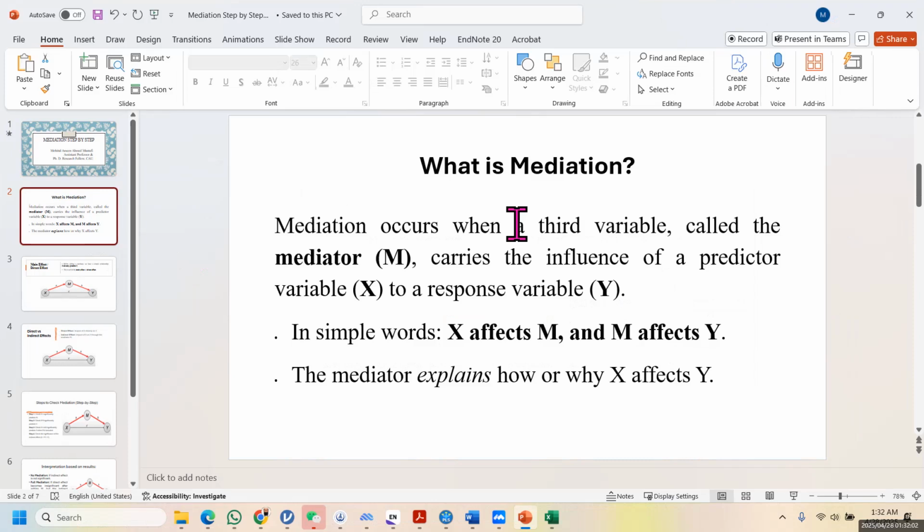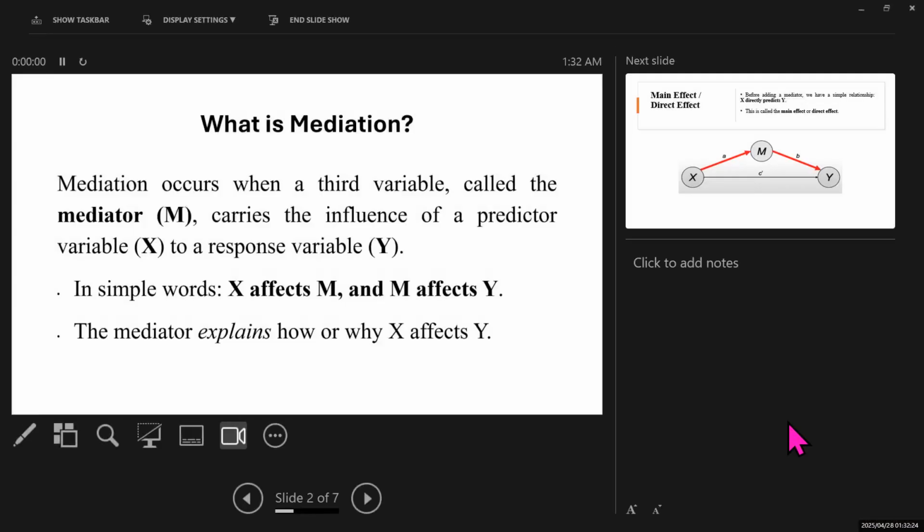First of all, we want to understand what is the meaning of mediation. Mediation occurs when the third variable, called the mediator, carries the influence of the predictor variable X to the response variable Y. In simple words, X affects M and M affects Y. The mediator explains how and why X affects Y.